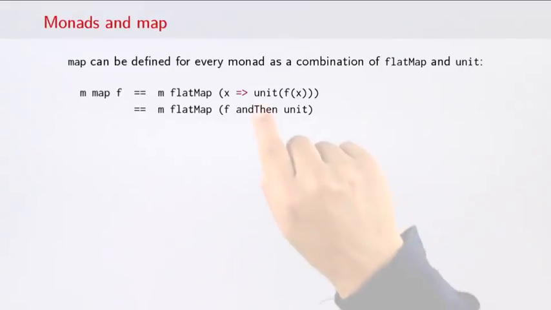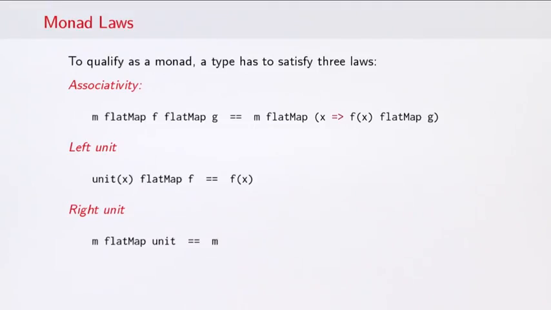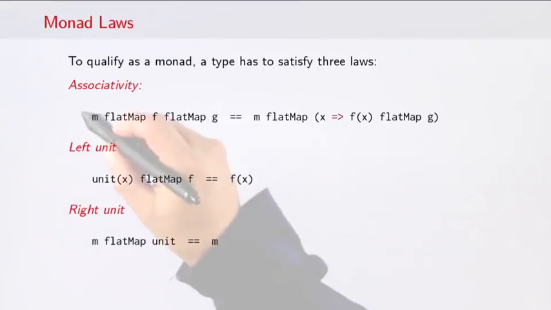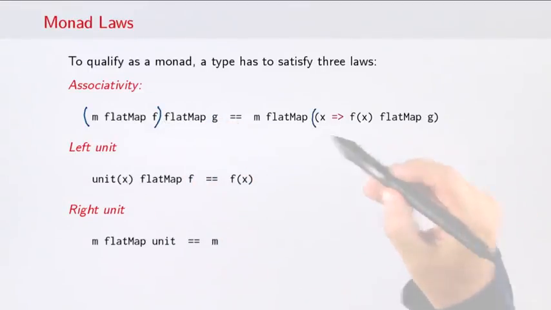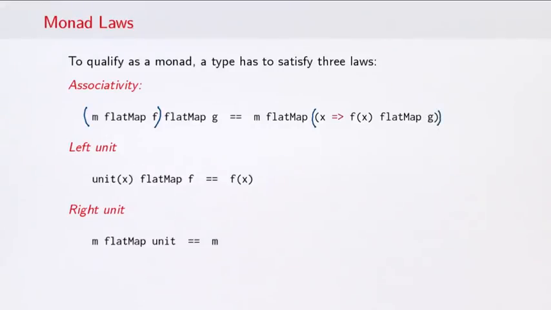Now in Scala we do not have a unit that we can call here because every monad has a different expression that gives their unit value. Therefore map is in Scala a primitive function that is also defined on every monad. To qualify as a monad, a type has to satisfy three laws that connect flatMap and unit. Associativity is as usual a law about placing parentheses. Here the parentheses would be placed on the left-hand side, and here you see them placed on the right-hand side. So we can alternatively either do the flatMap here first or combine the two functions in the flatMap and apply it to the monad.